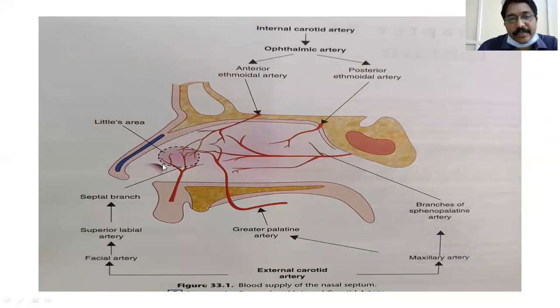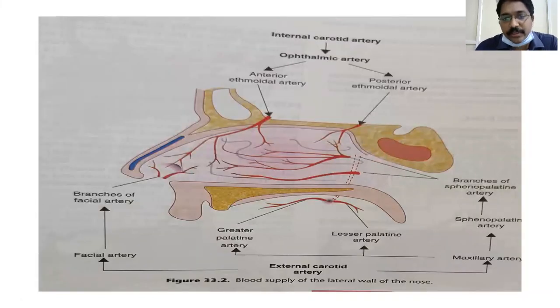What is this area? Little's area. Little's area is an anastomosis of 4 branches. One is the anterior ethmoidal artery, one more is the septal branch of the superior labial artery, the greater palatine artery, and the sphenopalatine artery, which is a major branch. The posterior ethmoidal artery doesn't get involved in Little's area. These 4 branches are involved in Little's area. It's the most common site of epistaxis in adults.